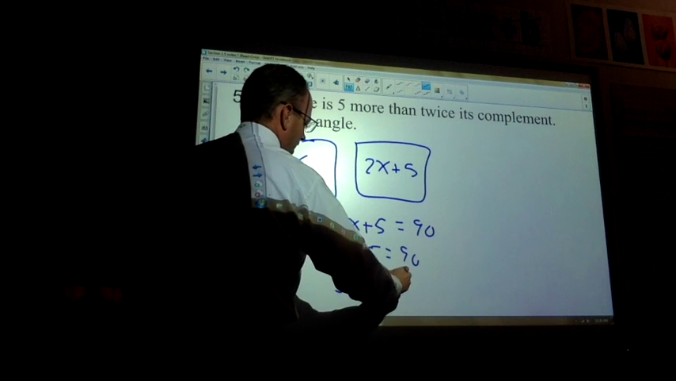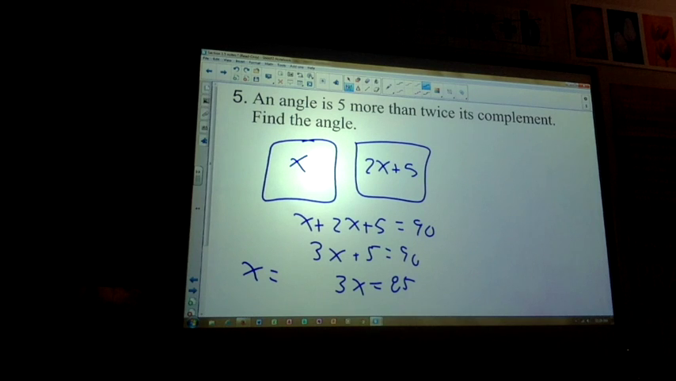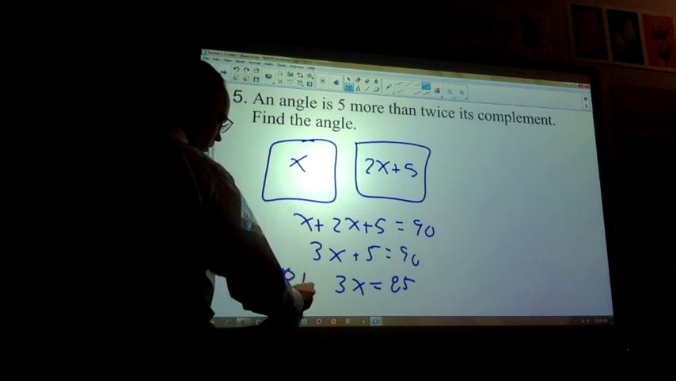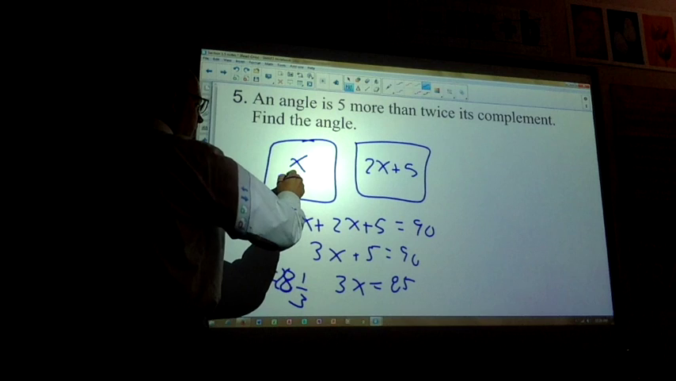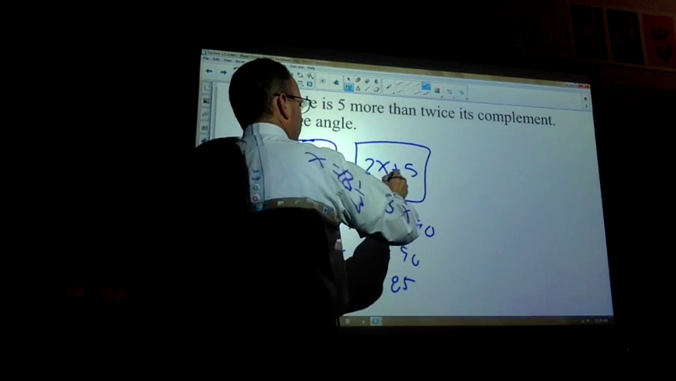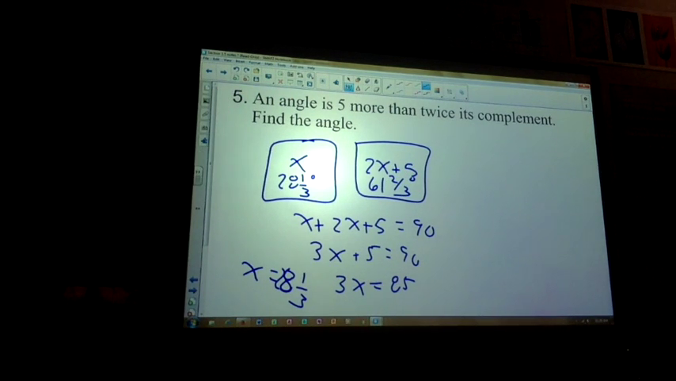3x equals 85. Uh-oh. x equals 28.3 repeating, 28 and 1/3. So that's this, and the other is 61 and 2/3. Oh, and degrees. There it works. That's kind of a goofy one.